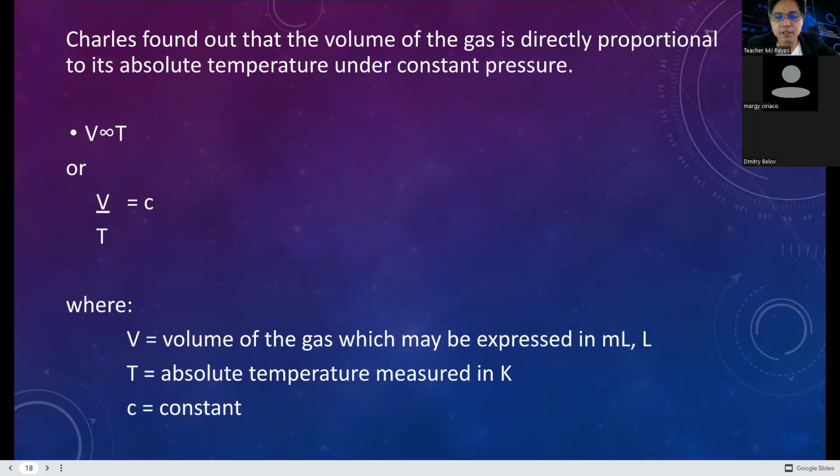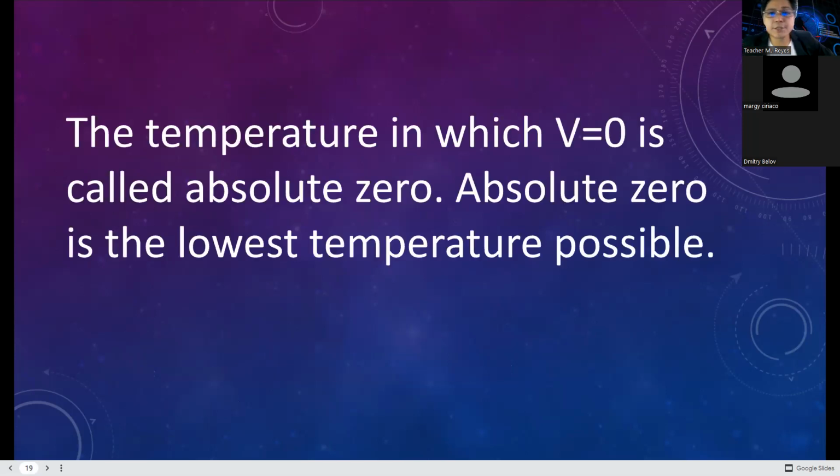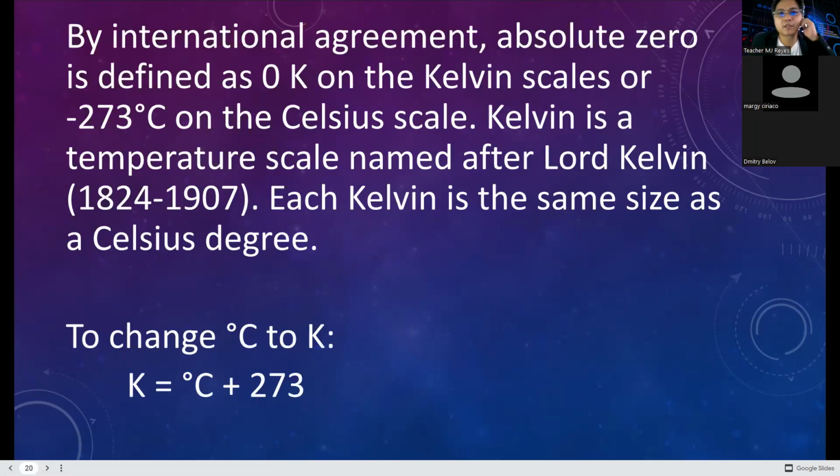V over T is equal to C. That's the formula, where V is the volume of gas, which may be expressed in milliliters or liters, T is the absolute temperature measured in Kelvin, and C is a constant. The temperature at which V is equal to 0 is called absolute zero. Absolute zero is the lowest temperature possible. By international agreement, absolute zero is 0 Kelvin on the Kelvin scale, or negative 273 on the Celsius scale.